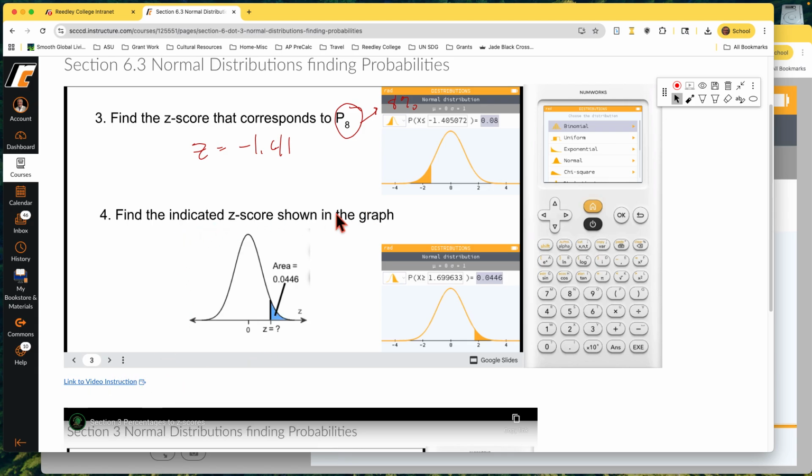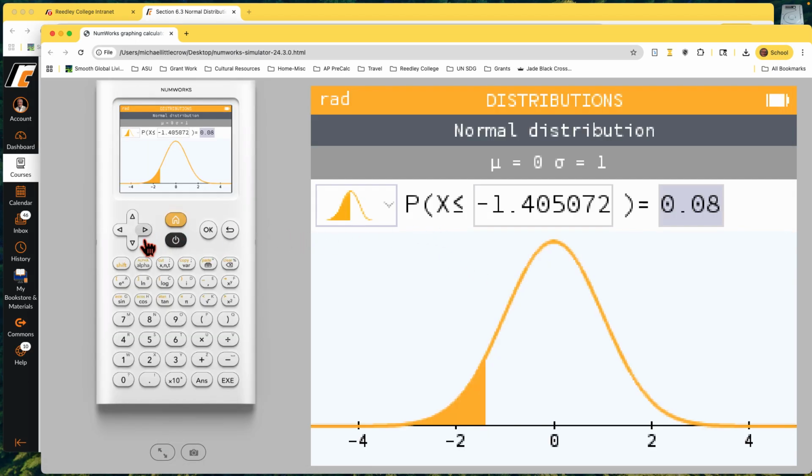Let's see, what was this question? Find the indicated z-score shown in the graph. Again, just like what we started with, but this time, which tool do we use? We're going to the right, correct? Because we're shading to the right. So we want the area that's about 4.5% to the right. So we just change our tool.